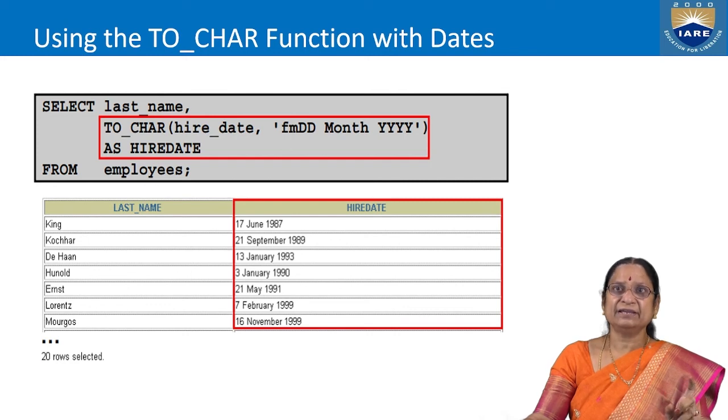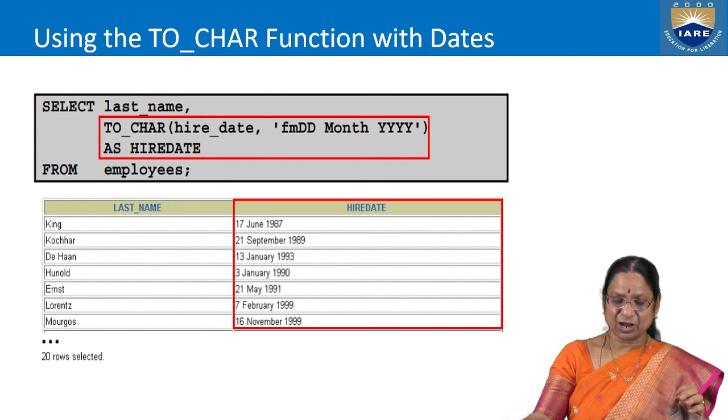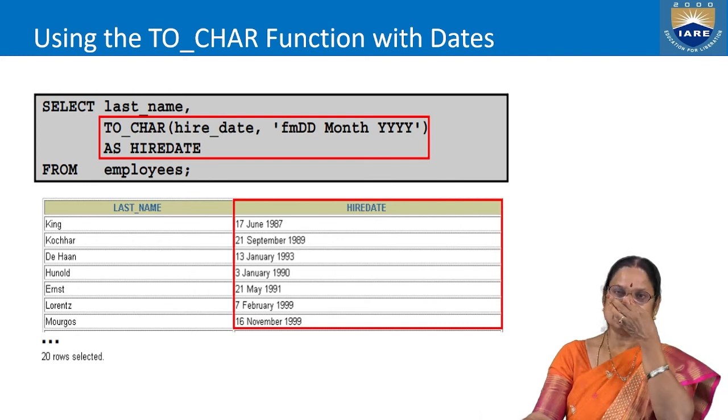Okay. DD means two-digit number of the date. MONTH means whole month in words. And YYYY means four digits of the year, including the century. As a higher date, you observe how we have got the higher date: 17 June 1987, 21st June.